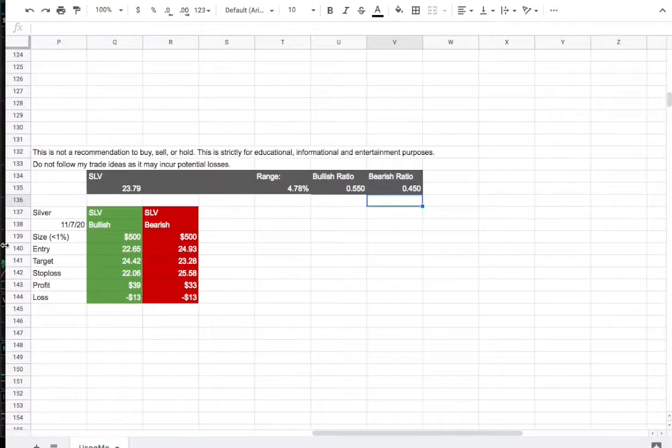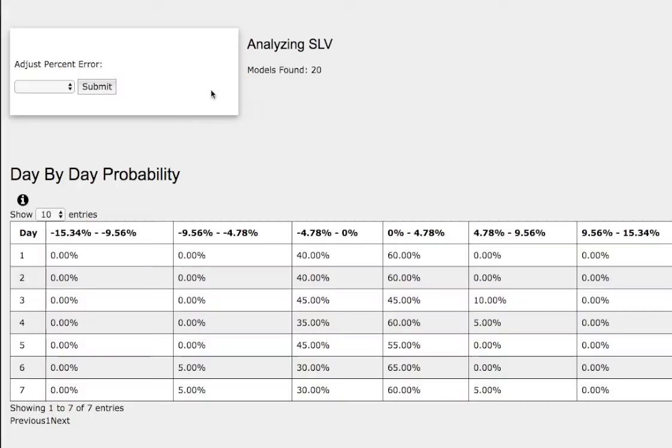It all comes from the day-by-day probability model, which is available in the link below, so do check it out. As we progress to the 5th day or a week of trading, we have a 55% chance for silver to climb between 0 to 4.8%. As for the downside, we have a 45% chance for it to fall between 0 to negative 4.8%.